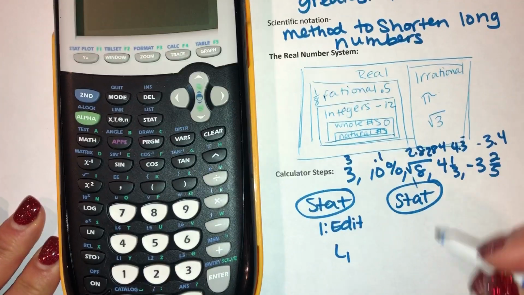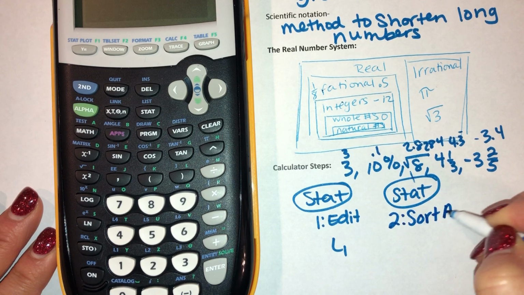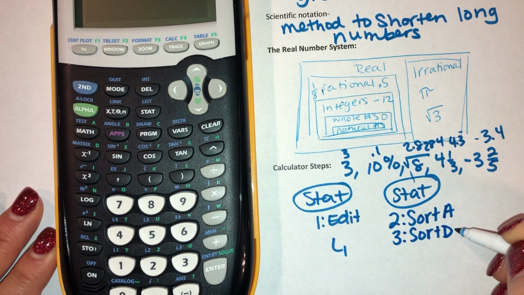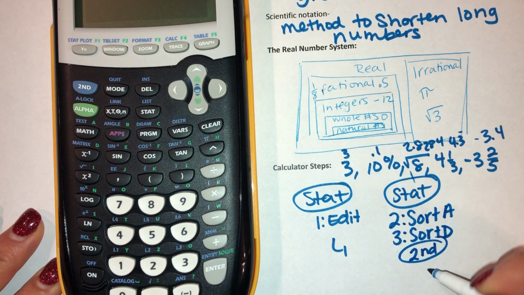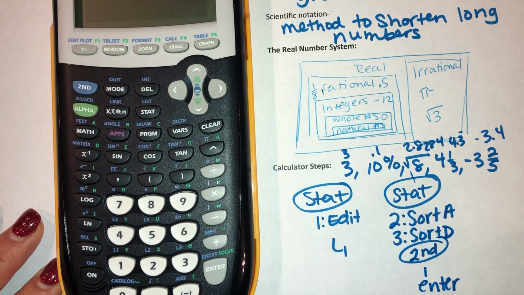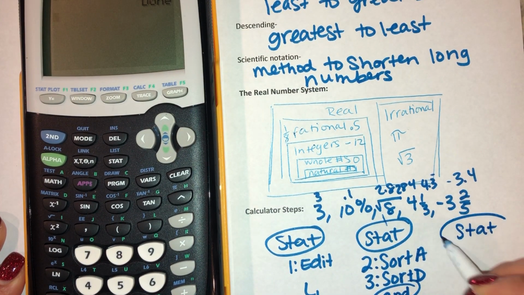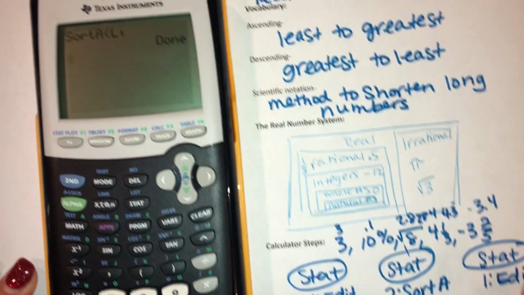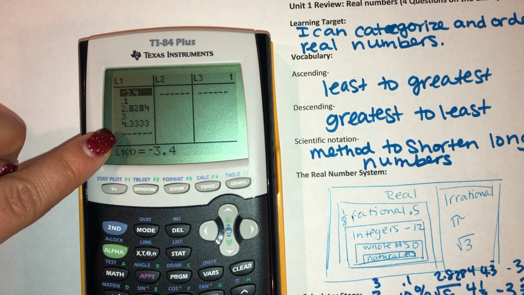So on your notes, you hit stat, 2, sort A, or 3, sort D, for ascending or descending. It depends on the question. Then you hit second, then the number 1, and then you hit enter. Okay, and it'll tell you done. After you've got that, you have to go back to where you entered the numbers. So you hit stat, and then 1 to get back to edit. So stat 1, and there's your list in order from least to greatest.